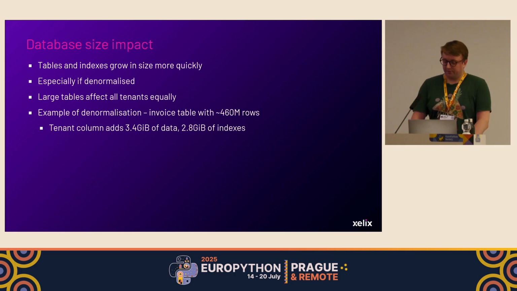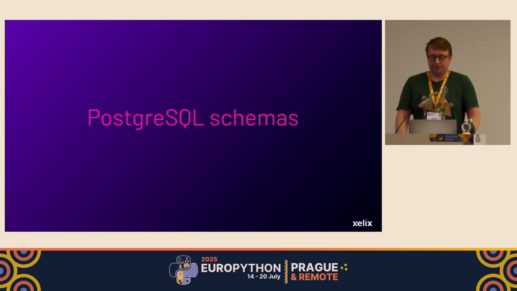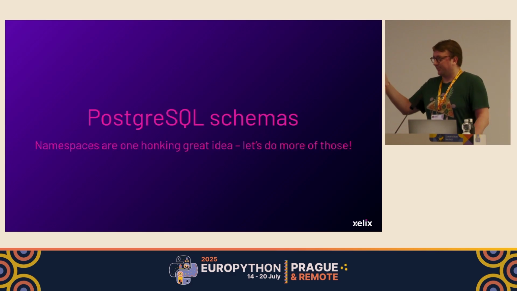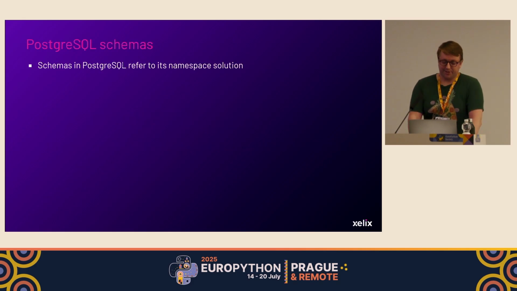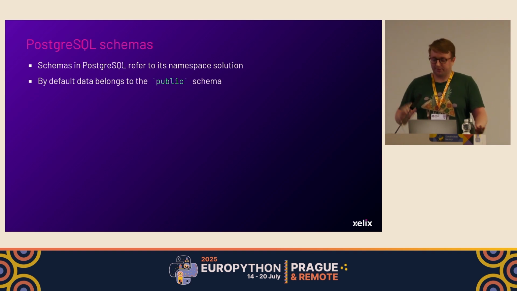And then we finally get to Postgres schemas. So Postgres is a SQL database. I hope everybody knows at least a little bit. And schemas refers to its namespacing solution. And as the Zen of Python says, namespaces are one honking great idea. Let's do more of those. So a schema is a namespace within the database. And everybody who uses Postgres by default already uses schemas, because everything by default belongs to the public schema.